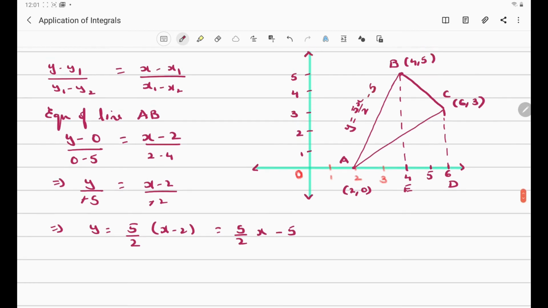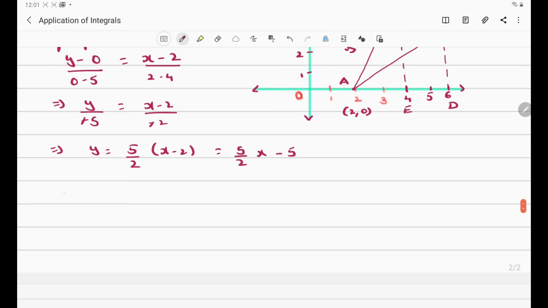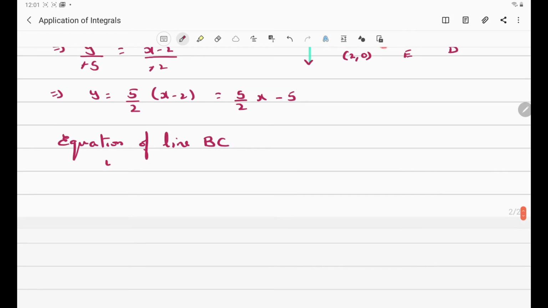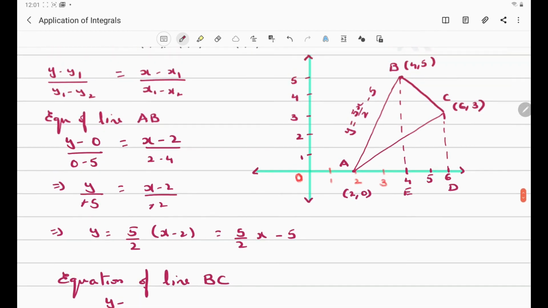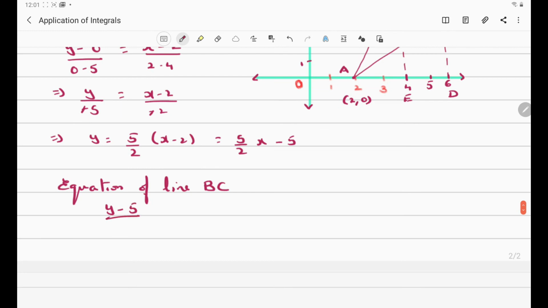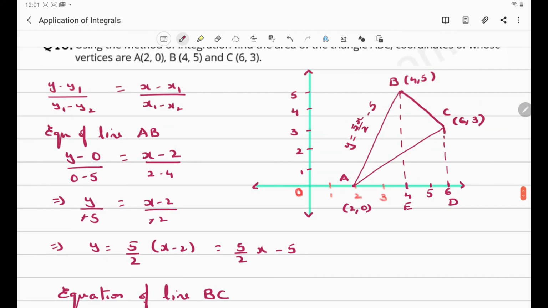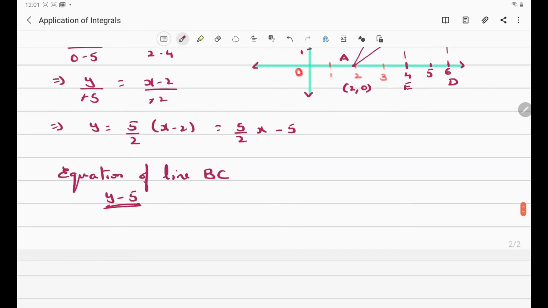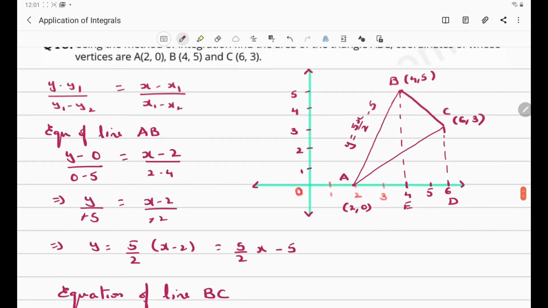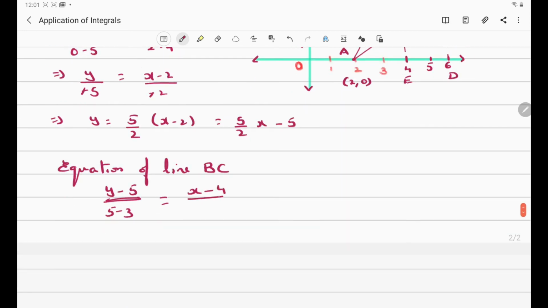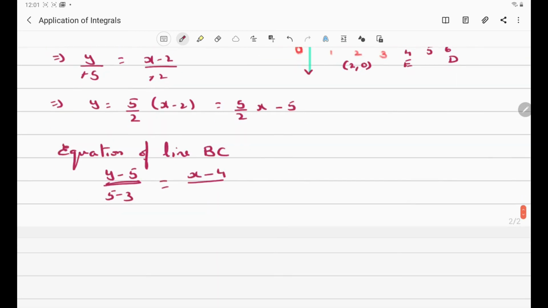Now let us find the equation of the line BC. The equation of the line BC is given by y minus y1, y1 is 5, by y1 minus y2, that is 5 minus 3, is equal to x minus x1, x1 is 4, divided by x1 minus x2, that is 4 minus 6.